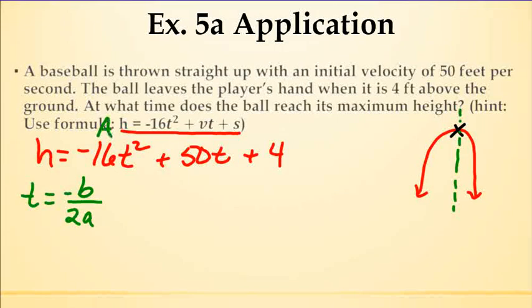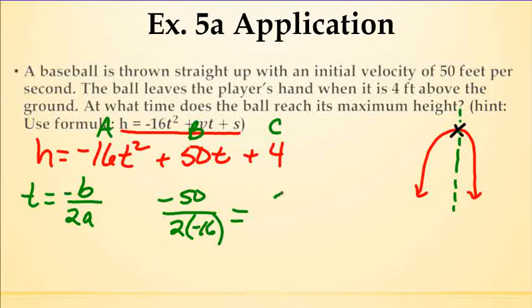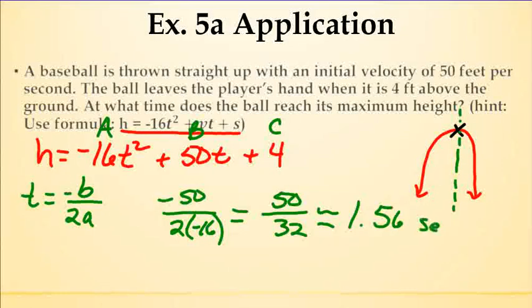And again, this is my a, this is my b, this is my c. So for the time, I would take a negative 50 divided by 2 times negative 16. When you solve it, you have 50 over 32. And you use your calculator to divide it out. That gives you about 1.56 seconds for it to reach its highest point.